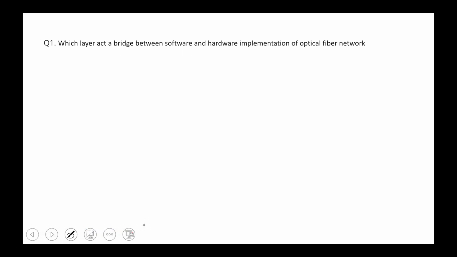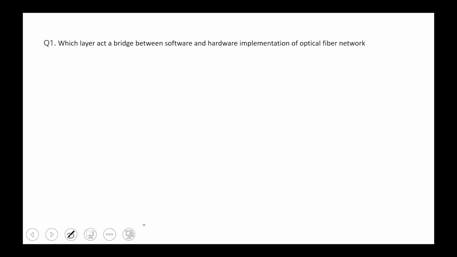This is clear, sir. So which layer acts as the bridge between software and hardware implementation? Have you studied the network layers in BTech or MTech? The OSI reference model has seven layers: physical layer, data link layer, network layer, transport layer, session layer, presentation layer, application layer.